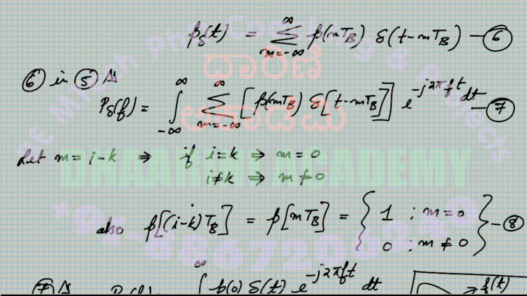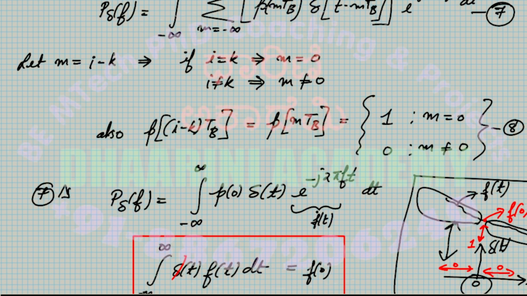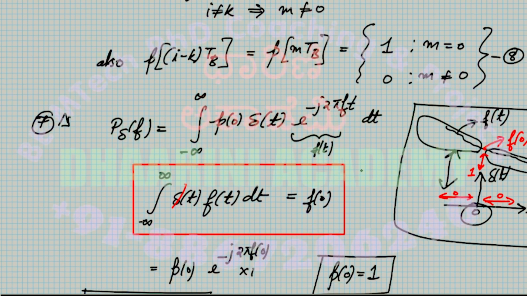So I'll write here in the next line, P of i minus k TB is nothing but P of mTB. That is going to be 1 when m equals 0. P of mTB, if m is 0, it becomes the center. Already we know that it is 1. And it's going to be 0 for m not equal to 0.